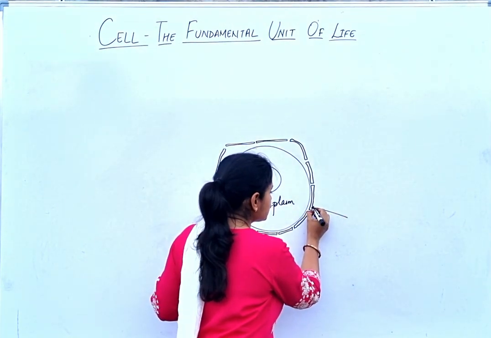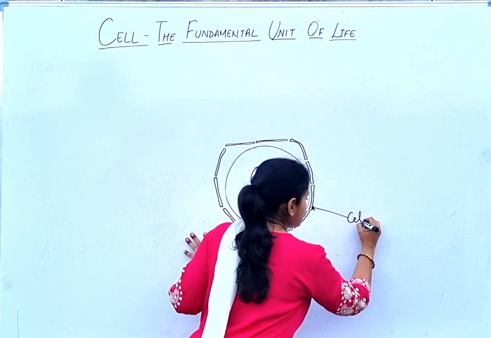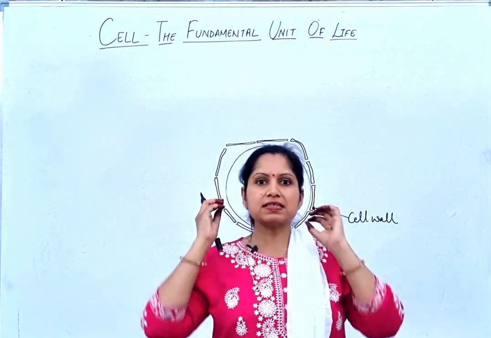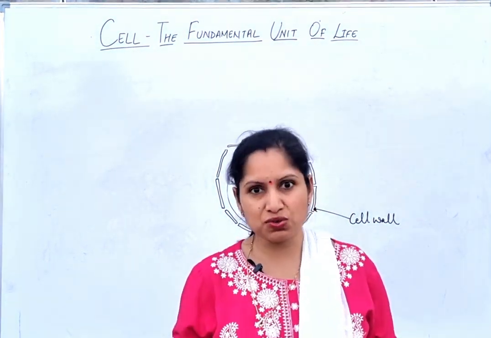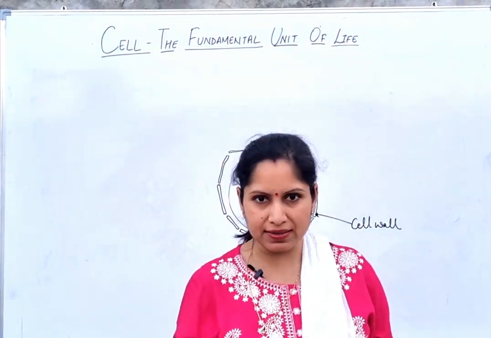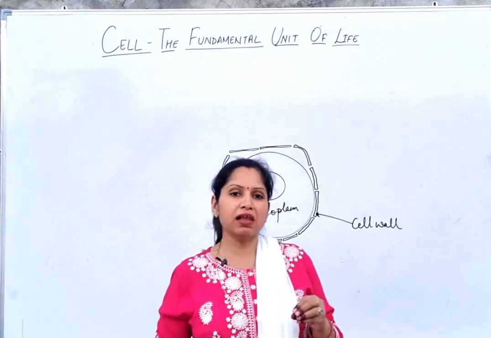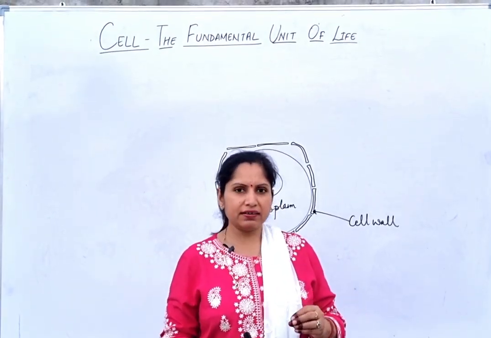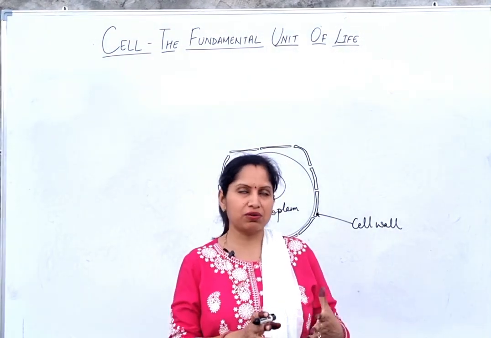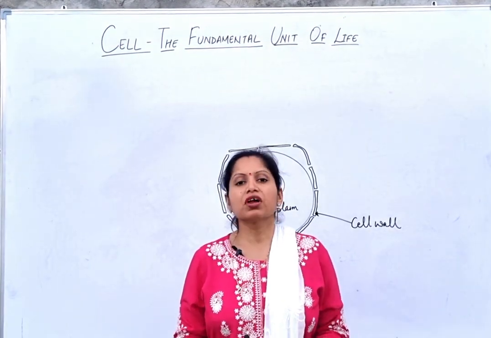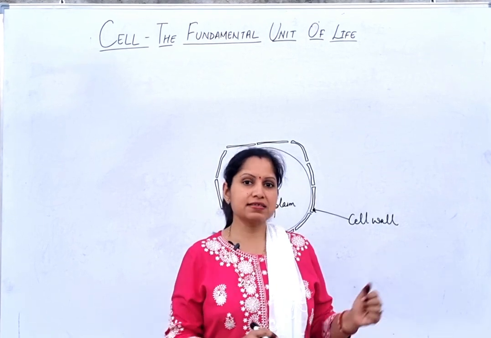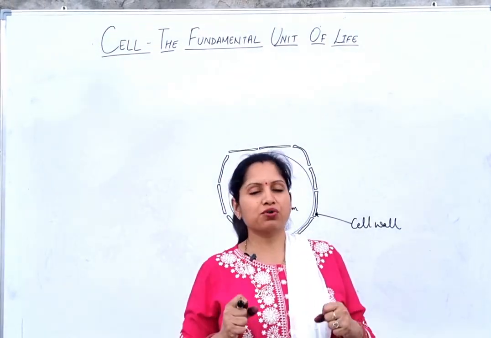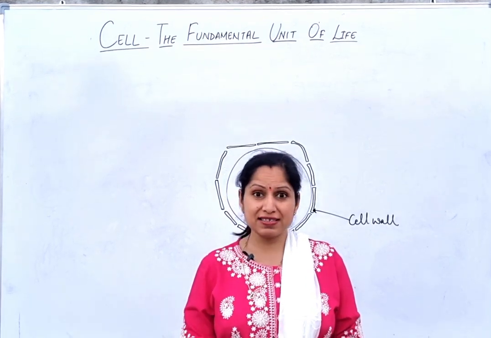So this layer is the cell wall. This cell wall is made up of cellulose. Cellulose is present only in plants, you heard, na? So in case of plants, this cell wall is made up of cellulose. In bacteria and in fungi, the cell wall is made up of some different thing. But in case of plant cell, the cell wall is made up of cellulose. Now it provides strength to a plant cell.